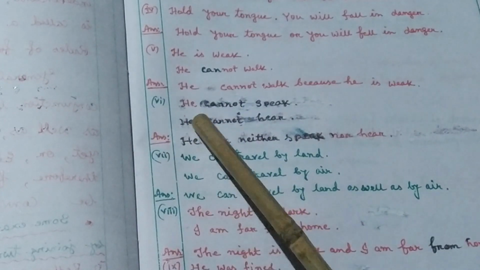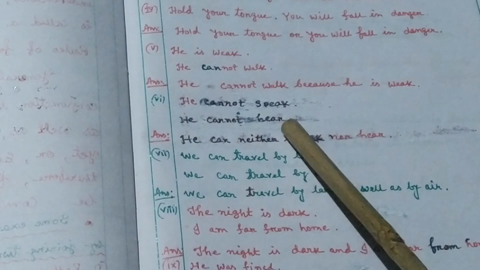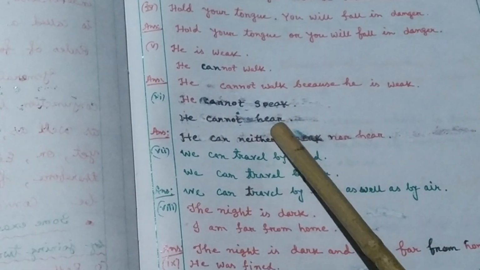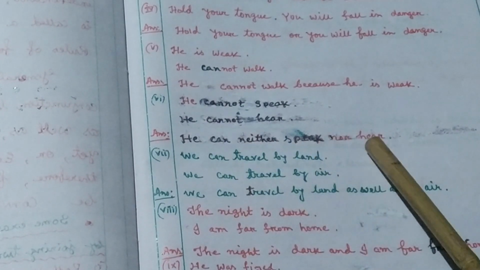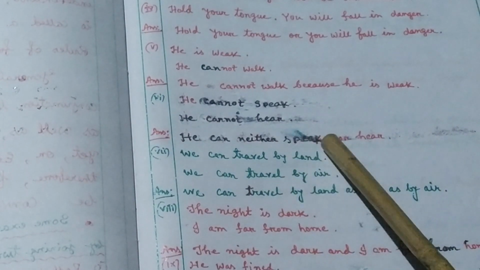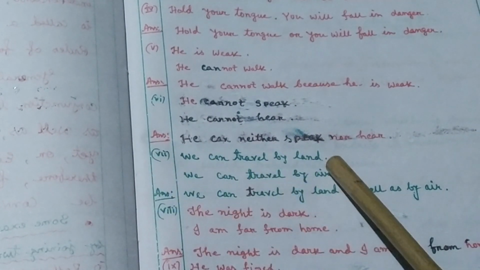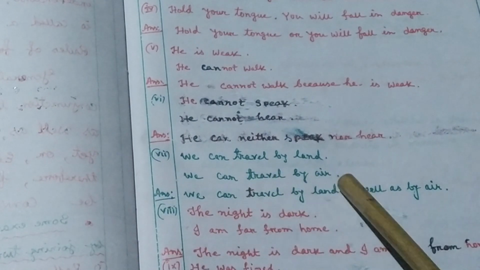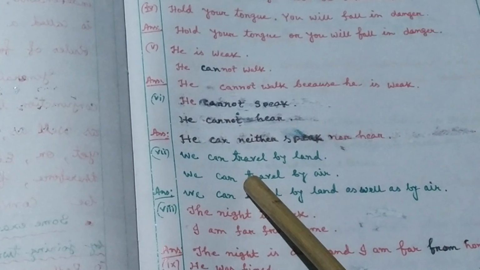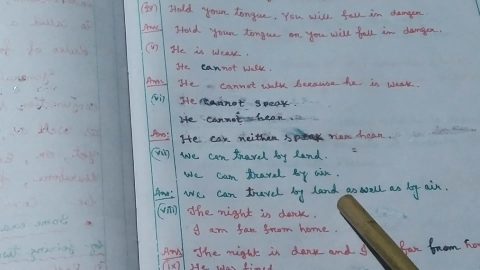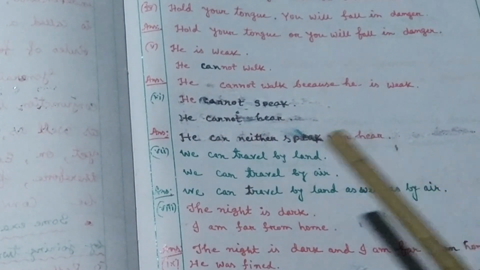Now students, number 6, he cannot speak. He cannot hear. So the answer is he can neither speak nor hear. Speak, S-P-E-A-K, speak. Now students, number 7, we can travel by land. We can travel by air. So the new sentence after combining these two simple sentences is we can travel by land as well as by air. This is the compound sentence.